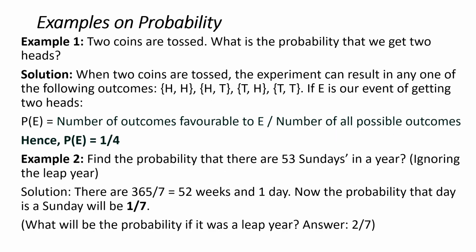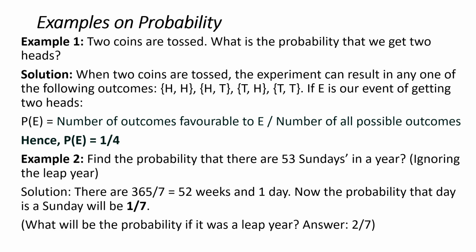To understand probability, first of all, let us take some simple examples. Two coins are tossed. What is the probability that we get two heads? When two coins are tossed, what are the possible outcomes? Head on the first, head on the second. Head on first, tail on second. Tail on first, head on second, or both tails. So there are four possible outcomes. If E is our event of getting two heads, probability is defined as the number of outcomes favorable to E upon the total number of possible outcomes.